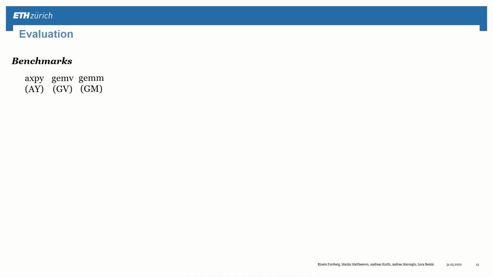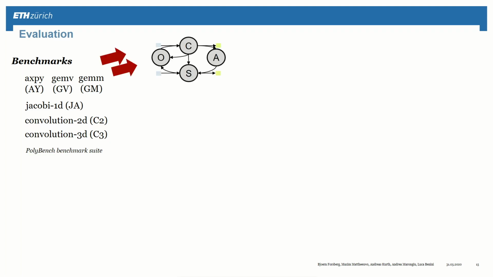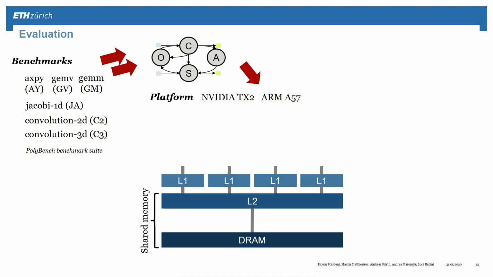We use 3 different BLAS kernels of different compute communication ratios: the memory-bound AXB, the medium matrix vector multiplication, and the compute-bound matrix-matrix multiplication. Additionally, we use benchmarks from the polybench benchmark suite of different compute-to-communication ratios. We pass this to the proposed optimizer toolchain and execute them on the NVIDIA TX2 on the ARM A57 cluster.